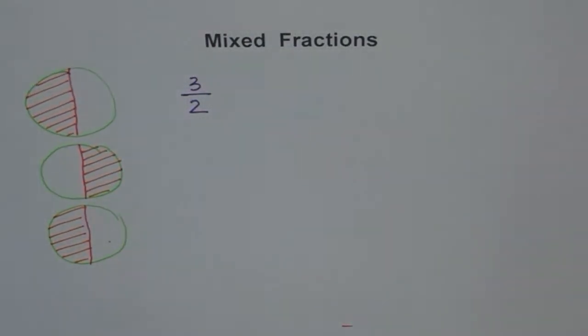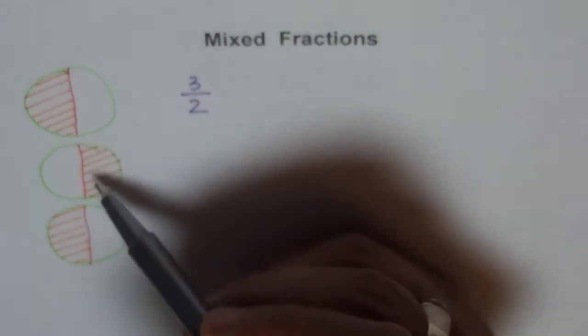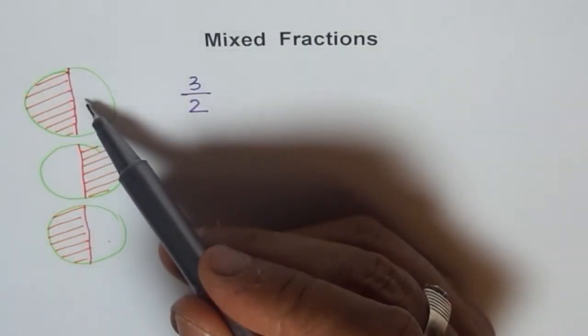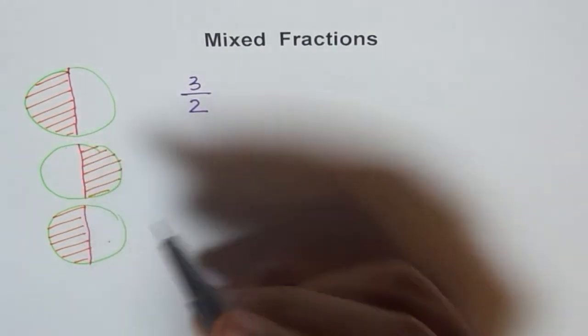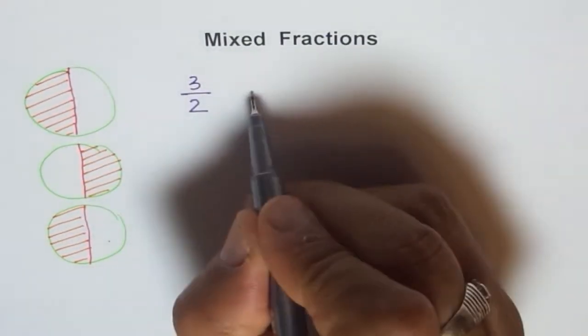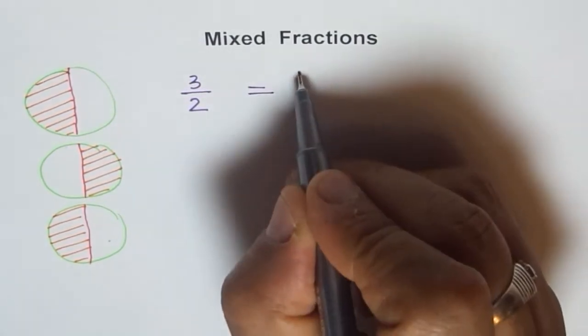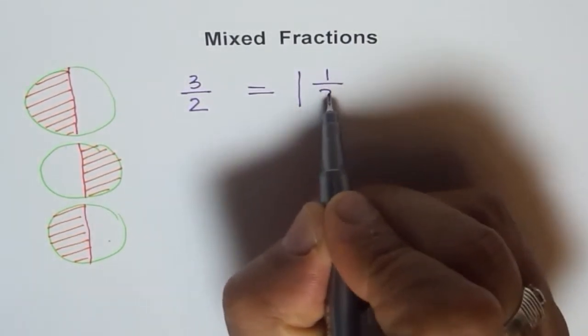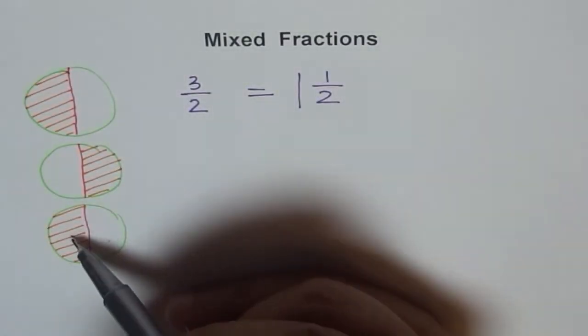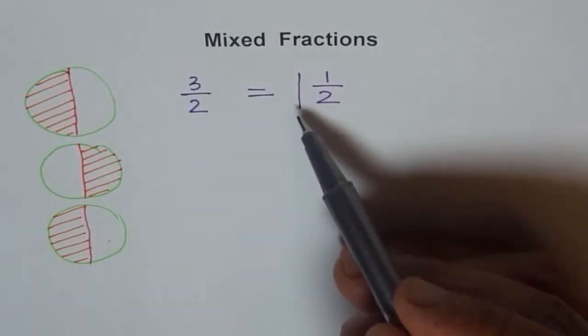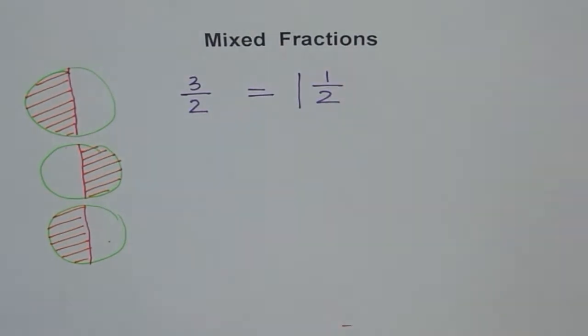Or you can do it like this. When you put 2 halves together, it becomes 1 full. Do you see that? And a half. So you can also write this as equal to 1 full and a half. Half and half makes 1, and you're left with a half more. So that's how you get 1 and a half. Does it make sense to you?